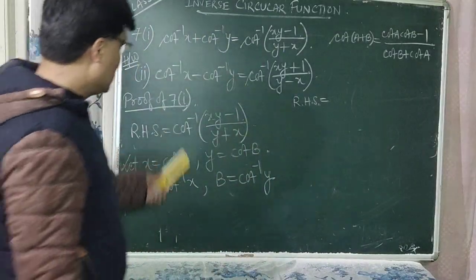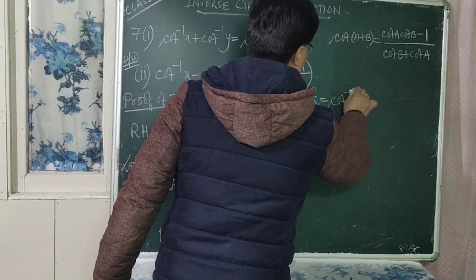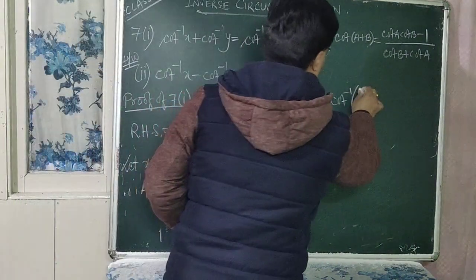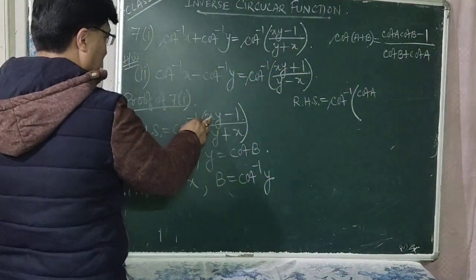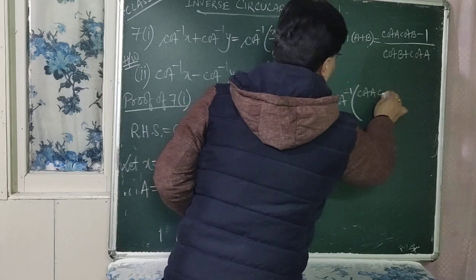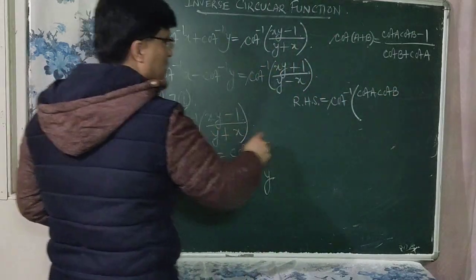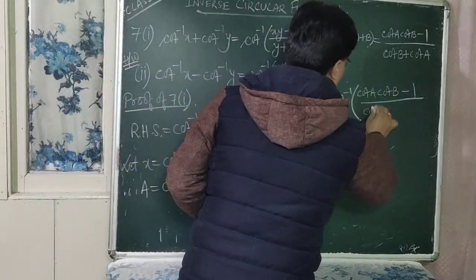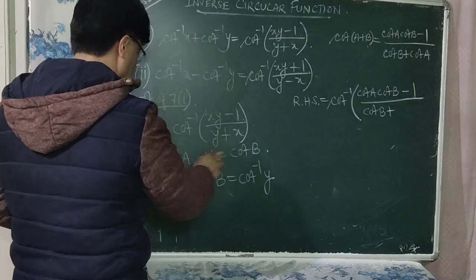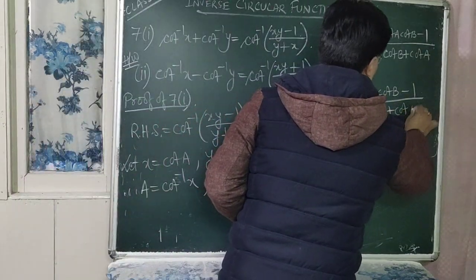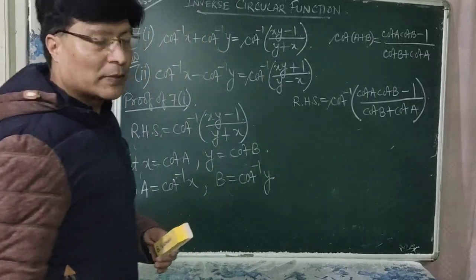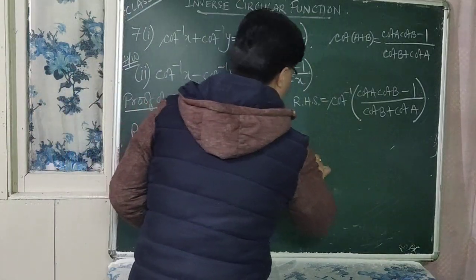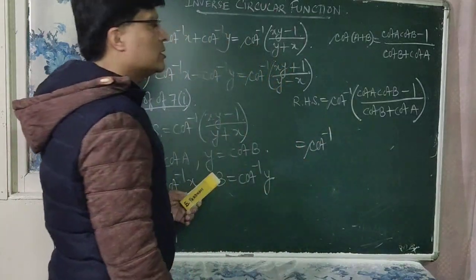Now in the next step, this right hand side becomes: RHS is equal to cot inverse of, within bracket, x is cot a, y is cot b, then minus 1, whole divided by y, which is cot b, plus cot a.